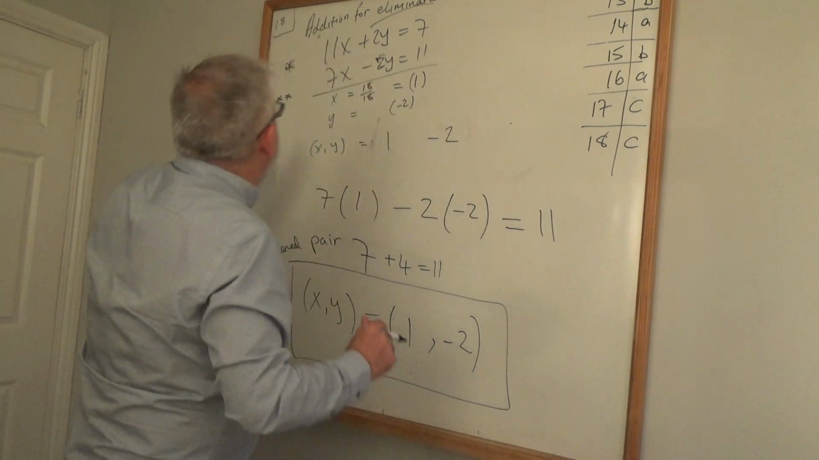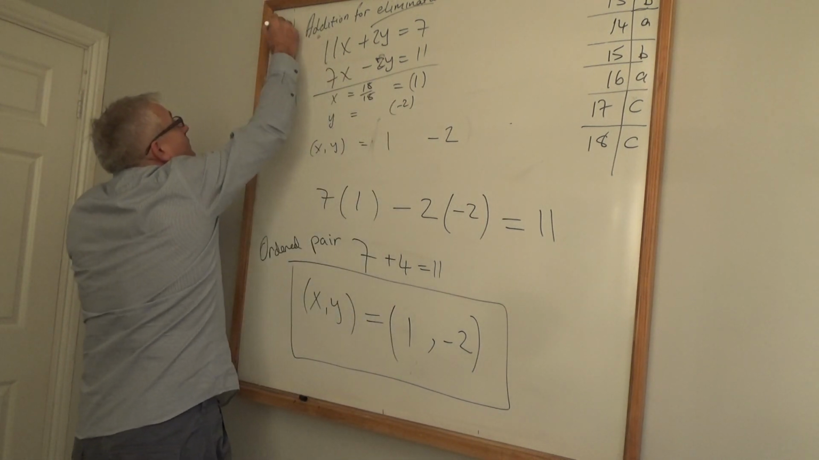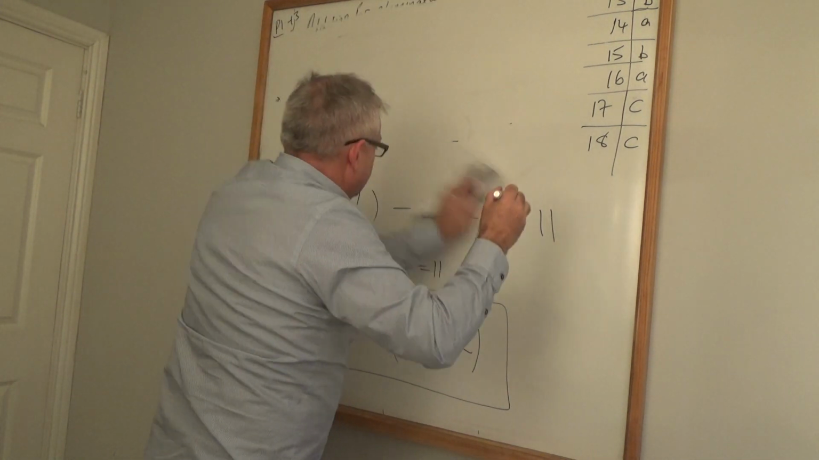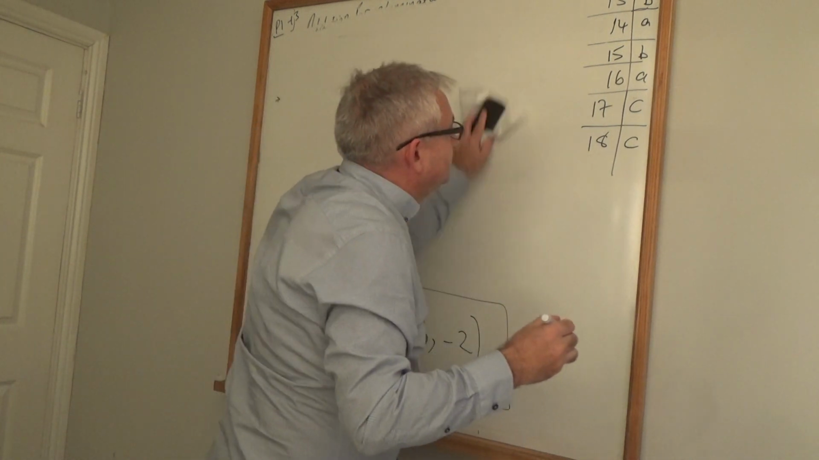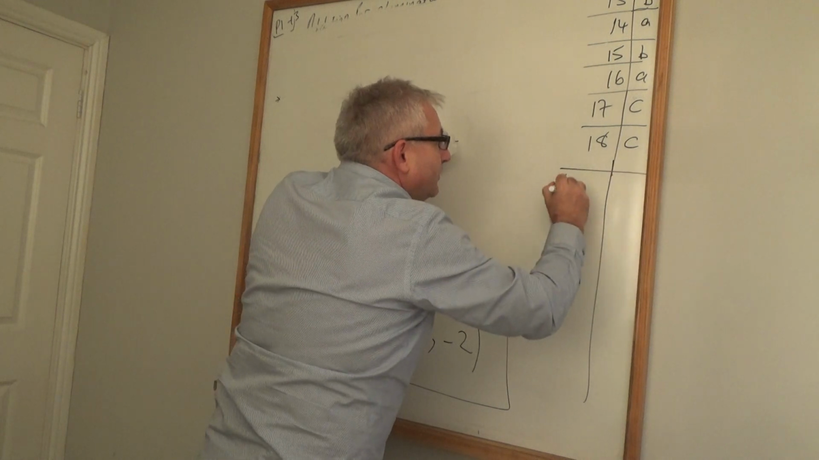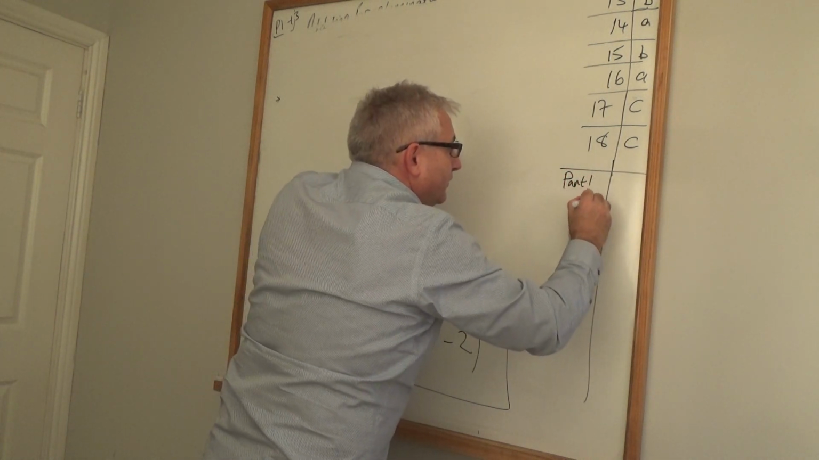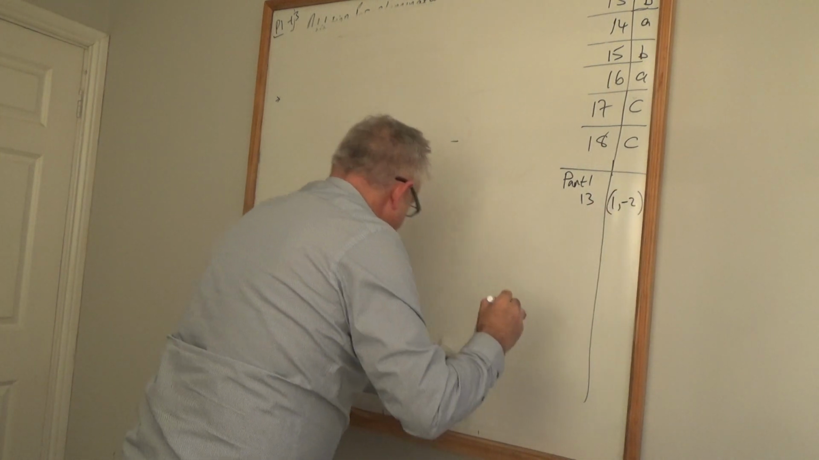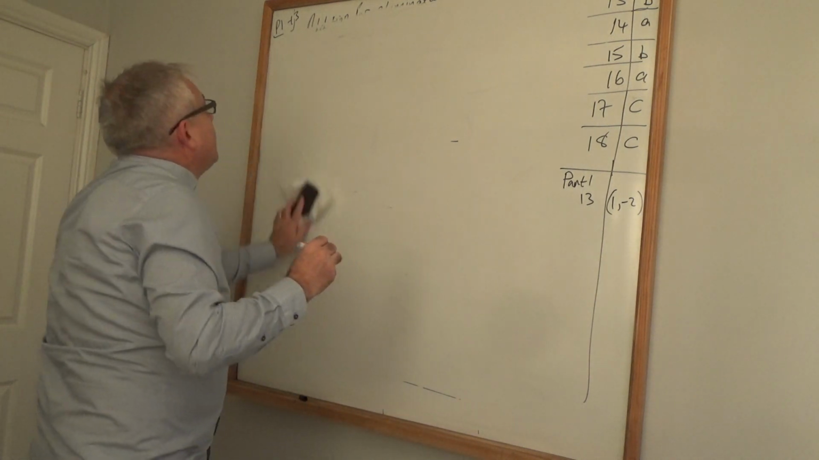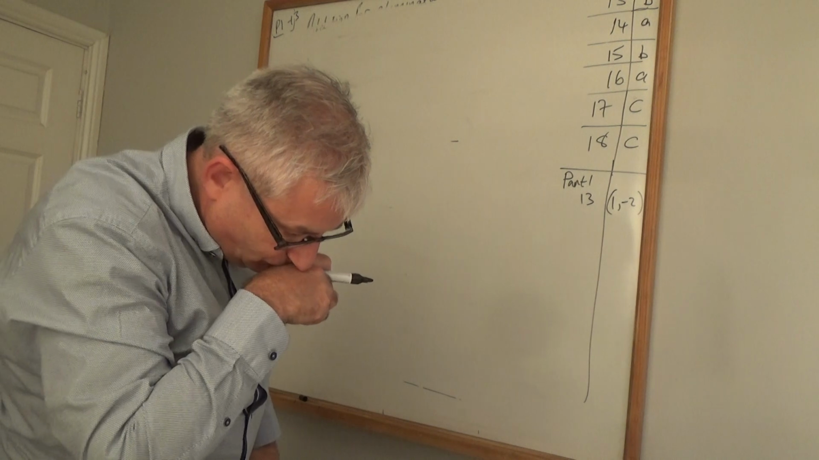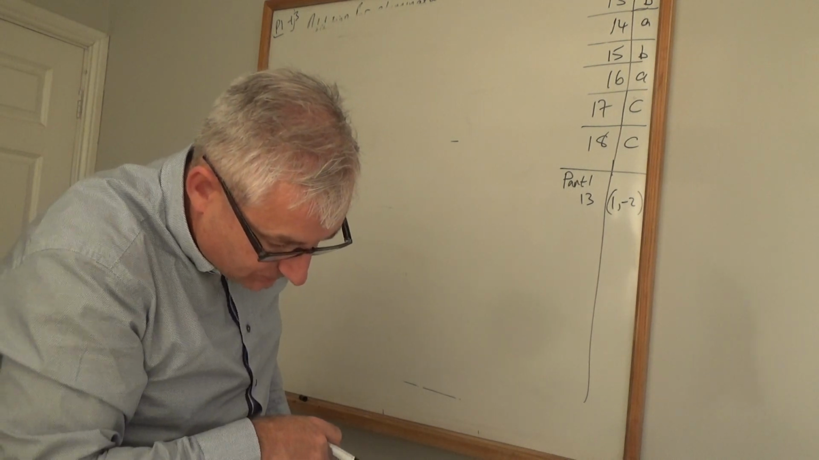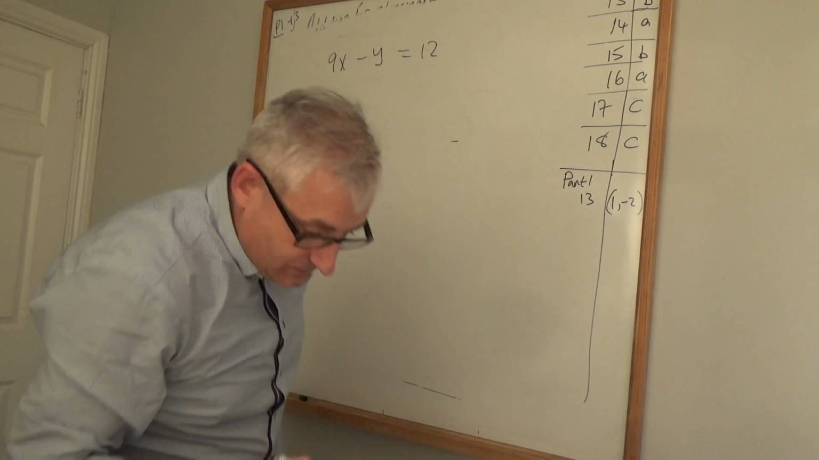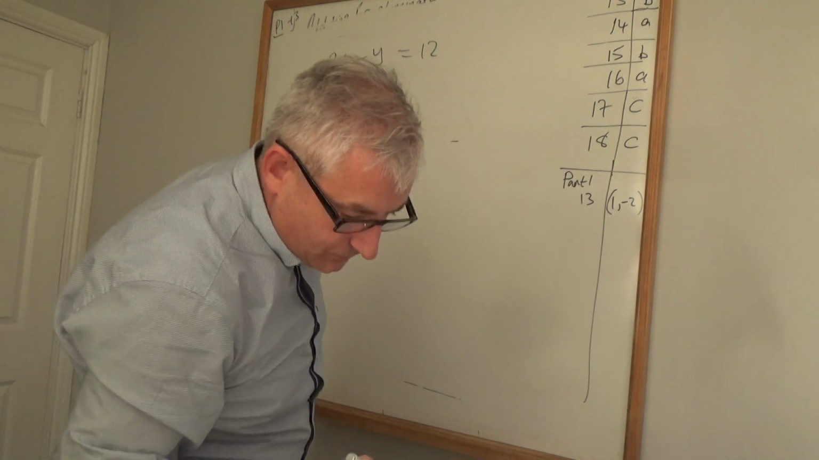That's number 13 in part 1. Part 1, 13, 1, negative 2. Now 9x minus y equals 12, and minus 9x plus 4y equals 6.